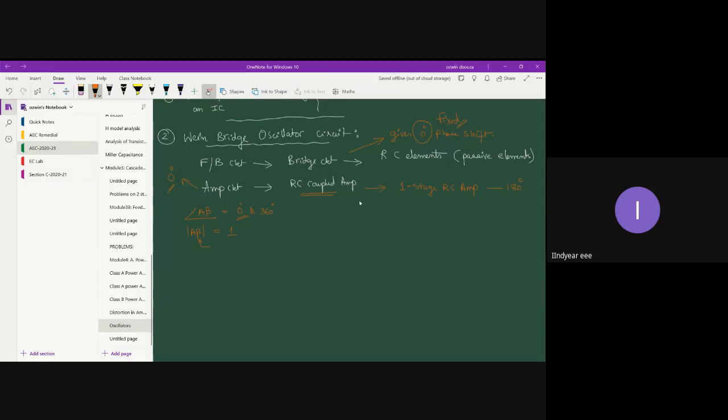So what you have to do is work with the amplifier. See, if a single stage amplifier gives 180-degree, you have to go for a second stage. So you can go for a 2-stage cascaded amplifier.